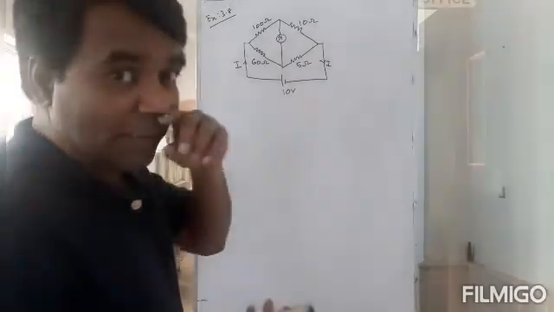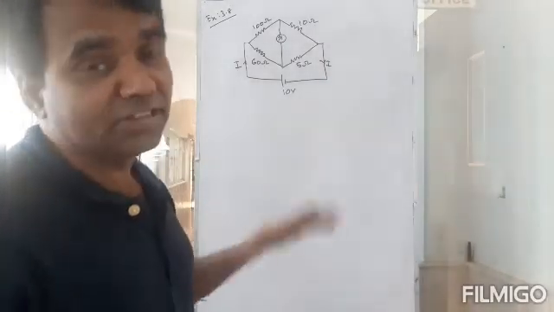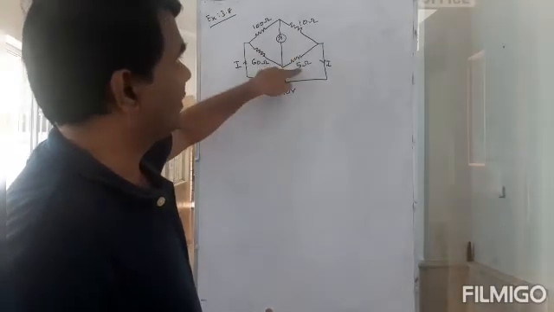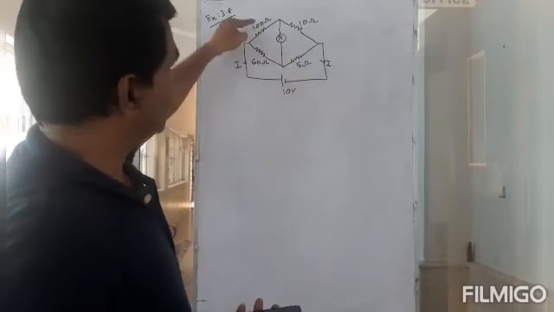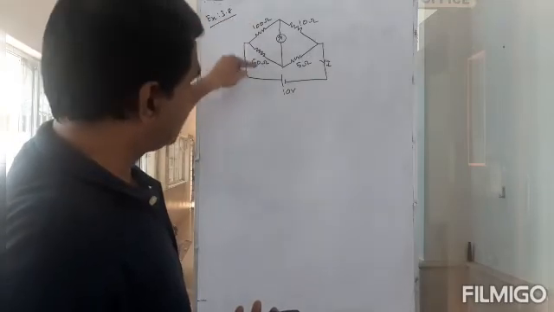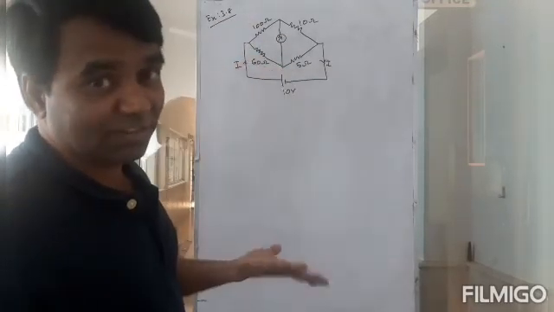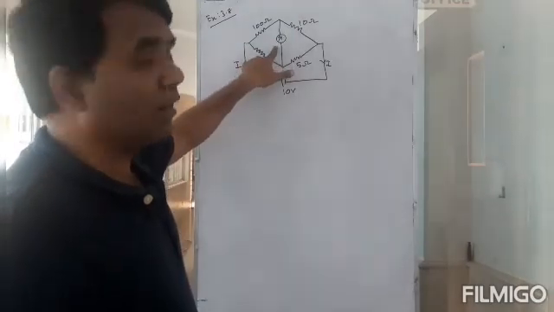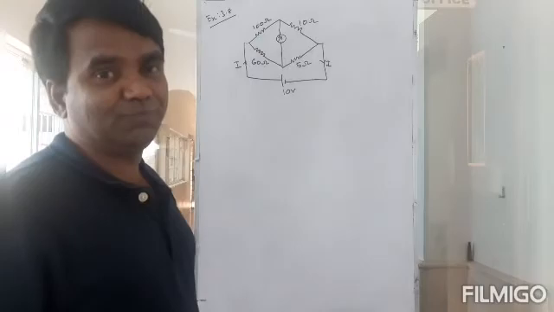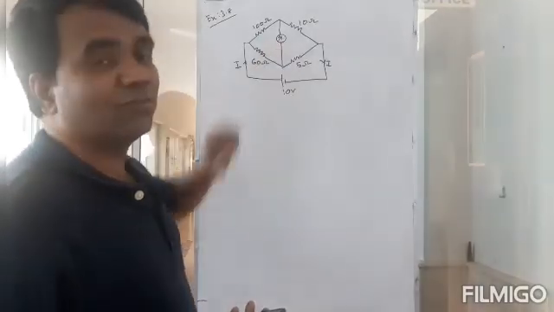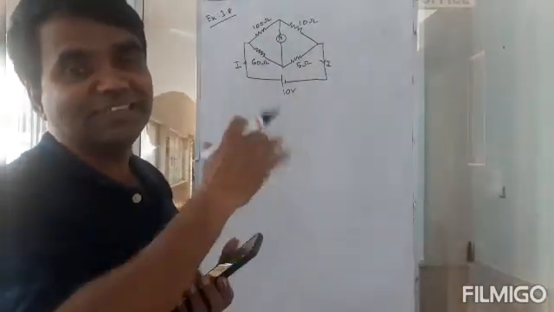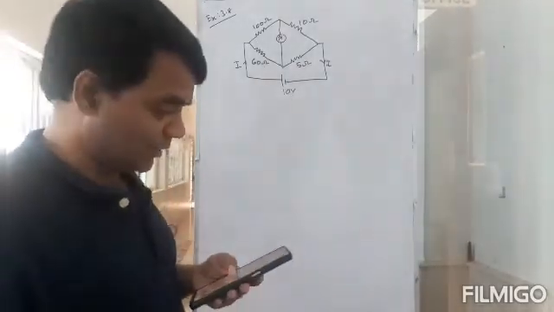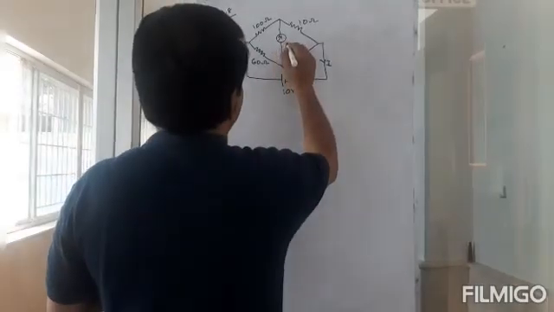You can say that this is not a balanced bridge. Why? Because 100 by 60 is not the same as 10 by 5. 100 by 60 is 10 by 6, and that is not equal to 10 by 5. So the bridge is not balanced, which means the current through the galvanometer is not zero. There will be some current flowing through the galvanometer. So it's a different problem. It's not the same problem that we did before. Okay. So this is 15 ohms.